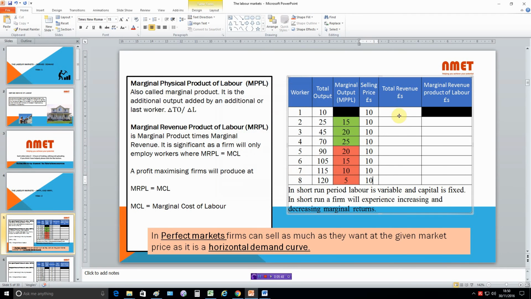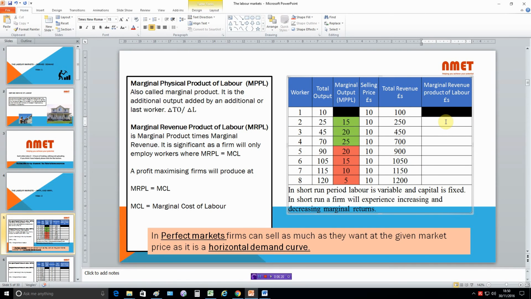Now, what would be the total revenue for the first worker when there are 10 units? 100. Second worker, 250. Then 450. Then 700, which is 70 times 10. Then 900, 1050, 1150, 1200.